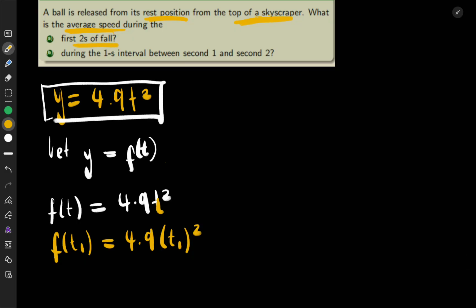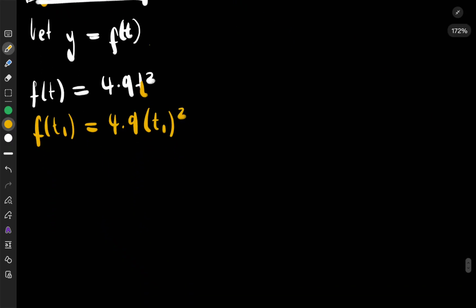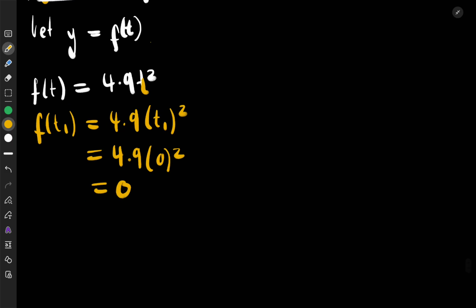It says for the first 2 seconds of the fall, that is from 0 to 2 seconds. We need to know the start and the finish. So our t1 is 0 seconds, and f(t1) is 4.9 by 0 all squared, which is 0. Because 0 squared is still 0, and anything multiplied by 0 is 0. So your answer will be 0.